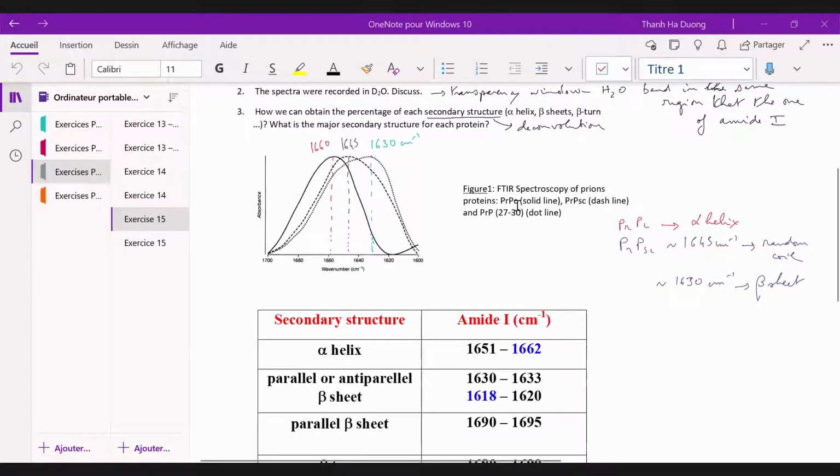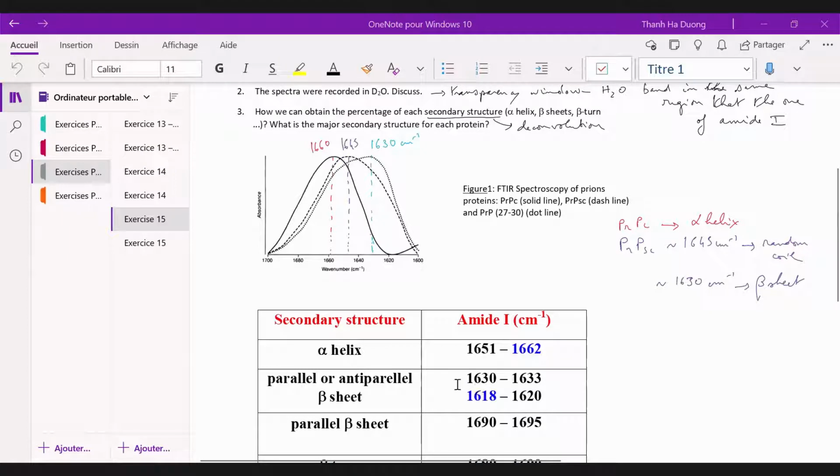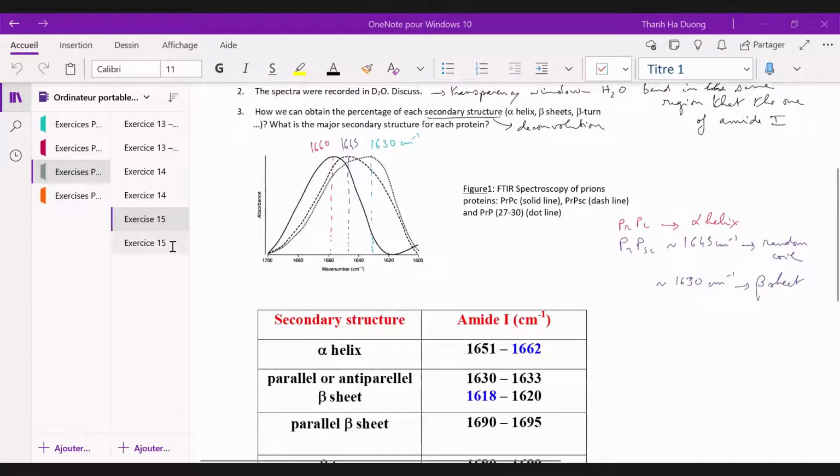sequence of these proteins from 27 to 30, a maximum at 1,630 centimeter minus 1, which corresponds to the beta sheet. Okay, so the healthy one has alpha helix, and the pathogenic one has beta sheet and also underred conformation. Is it okay for this first question for infrared spectrum?